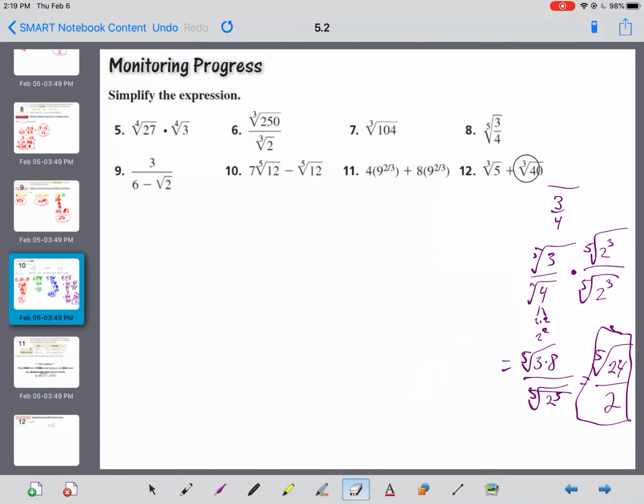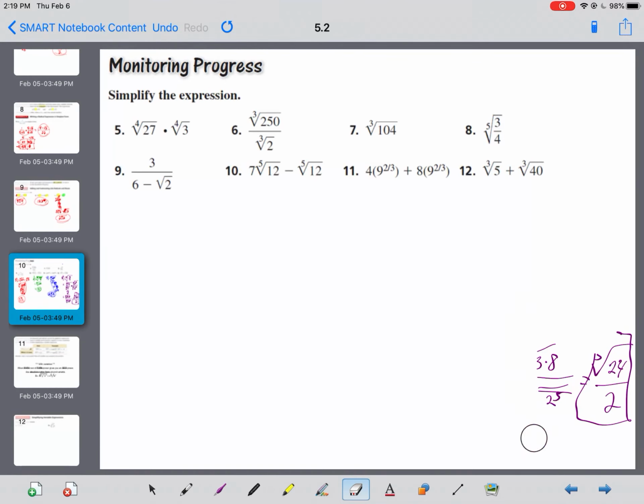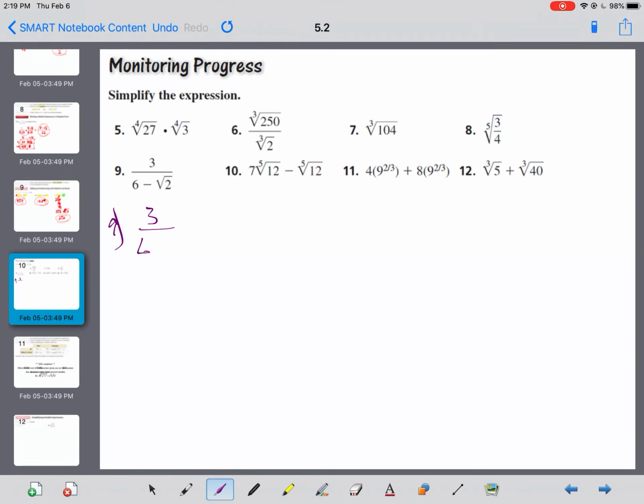Get some space here, and let's look at 9 through 12. A little bit harder because we got to rationalize a denominator. So let's do number 9. 3 divided by 6 minus the square root of 2. We need a conjugate. So we're going to multiply by the 6 plus the square root of 2, top and bottom. All right, so I'm going to do my box here and figure out what happens to my conjugates.